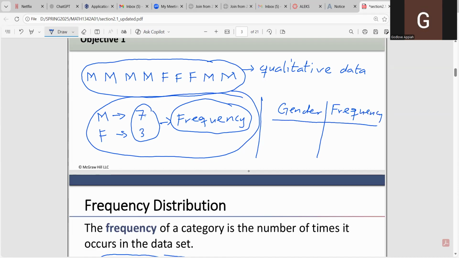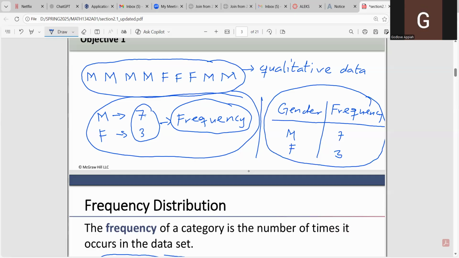The gender is going to be our variable, and this is a qualitative variable. There are 2 categories for this variable, and the categories are male and female. The frequency for the male category from the data set is going to be 7, and for female it is going to be 3. So this table you see right here is what we call a frequency distribution table. The frequency distribution table simply presents the different categories of a qualitative data set with their respective frequencies.